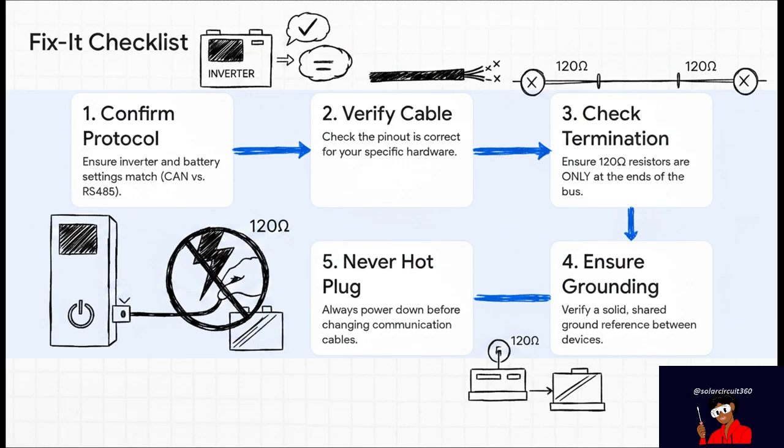2, verify the cable. I cannot stress this enough. Check the manual for the correct pinout. It is incredibly common for the cable that came in the box to be wired wrong for your specific inverter and battery. Do not trust that it's right. 3, check termination. 2 120 ohm resistors, one at each end. No more, no less. 4, ensure a solid ground. And 5, and this is a big one, never, ever hot plug. Always power down the entire system before you touch those communication cables, or you risk frying the ports permanently.